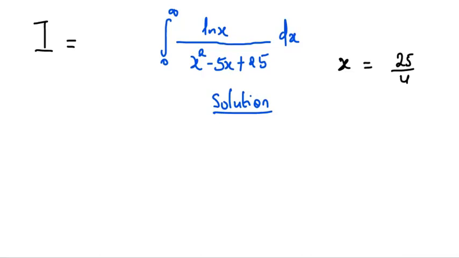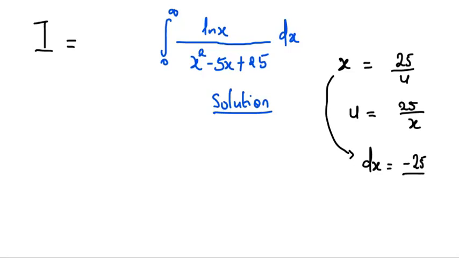Now let us solve for u in terms of x. So you get u is also equal to 25 divided by x, right? Now from this equation, differentiate both sides, we get dx is equal to negative 25 all over u squared du, right?